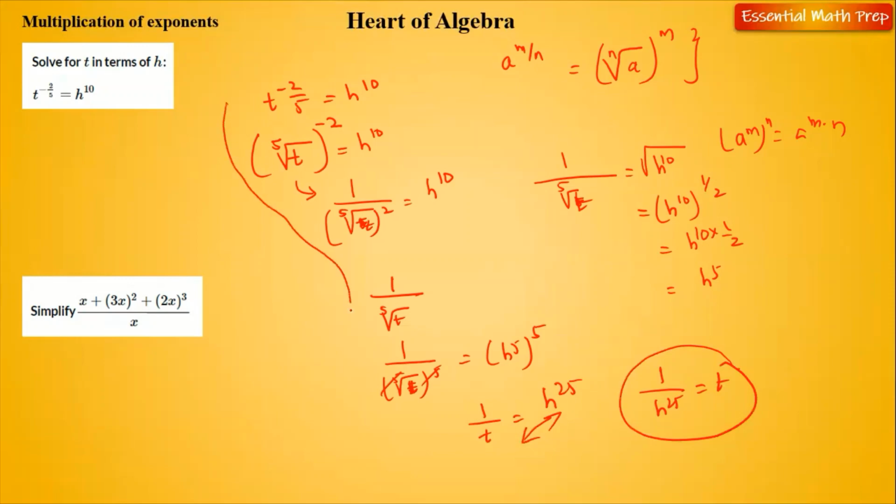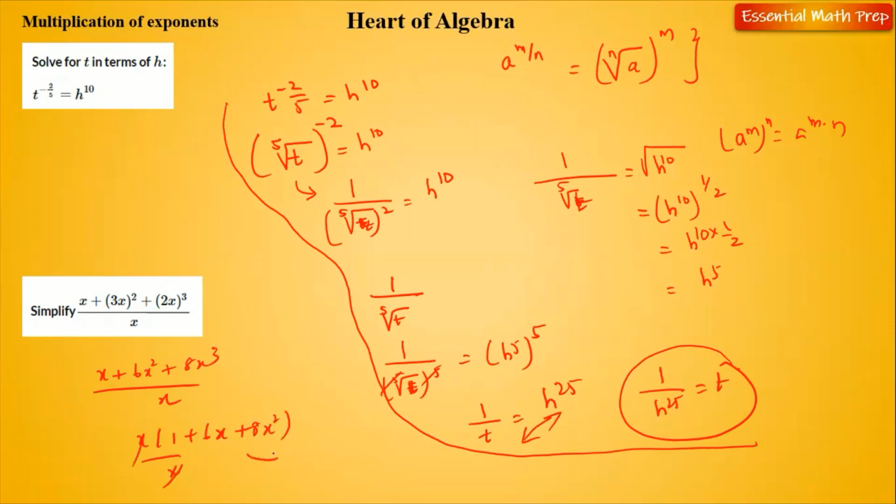Sorry, I've used a lot of space for this problem. I'll try to do it within the space that's available. It's a very simple problem, so it doesn't need a lot of space. So we have x plus 6x squared plus 8x cubed, over x. If you just take x out of the bracket, it will be 1 plus 6x plus 8x squared, over x. The x cancels out, leaving you with 1 plus 6x plus 8x squared. I don't think they want you to solve it any further, and that's the answer.